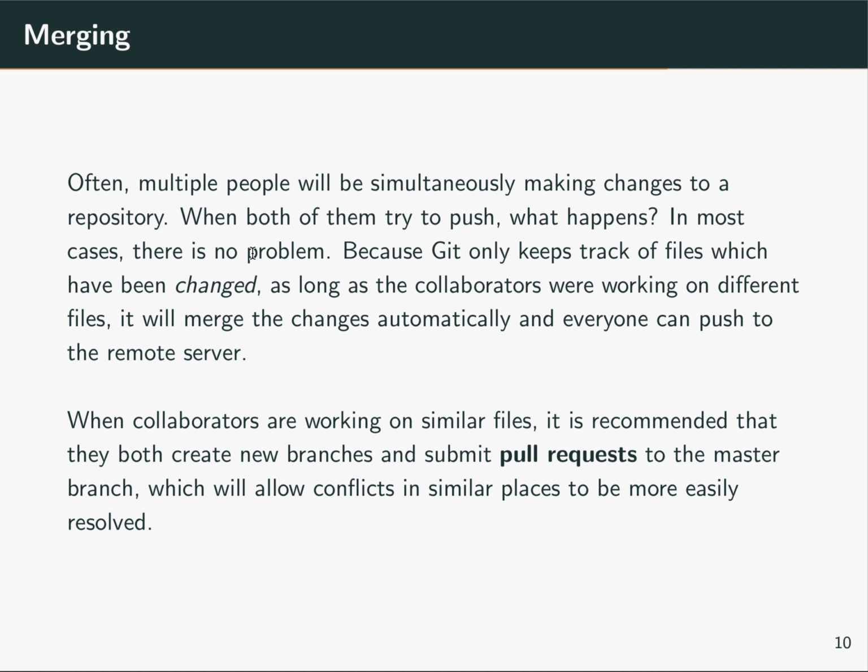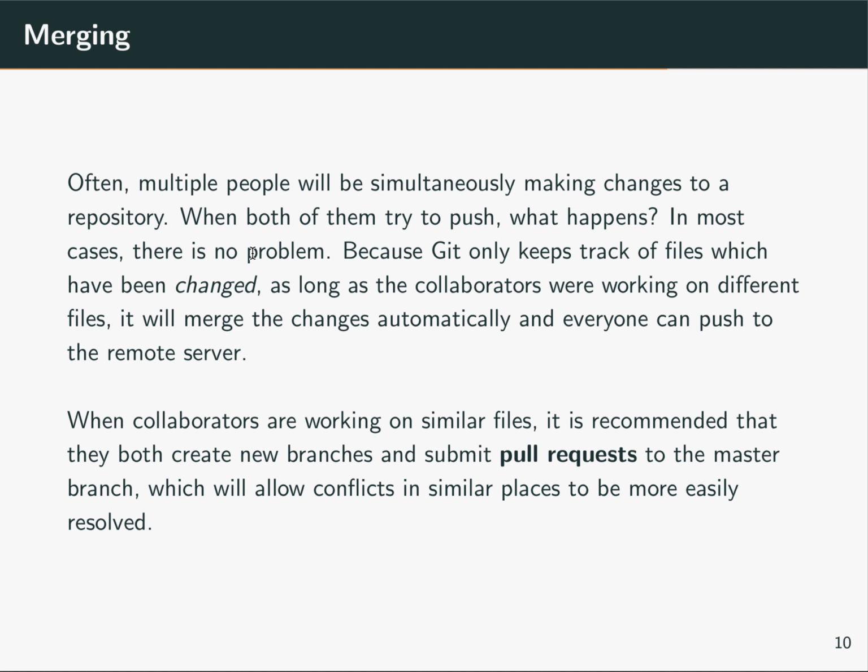So let's say they both do all their work, and after they commit, they both try and push to the remote repository. In general, there's not much of a problem with this, because Git only actually tracks what files have been changed. So if the two people change completely different files, then it'll be fine, and Git will automatically merge those changes, and you can push without any worry.